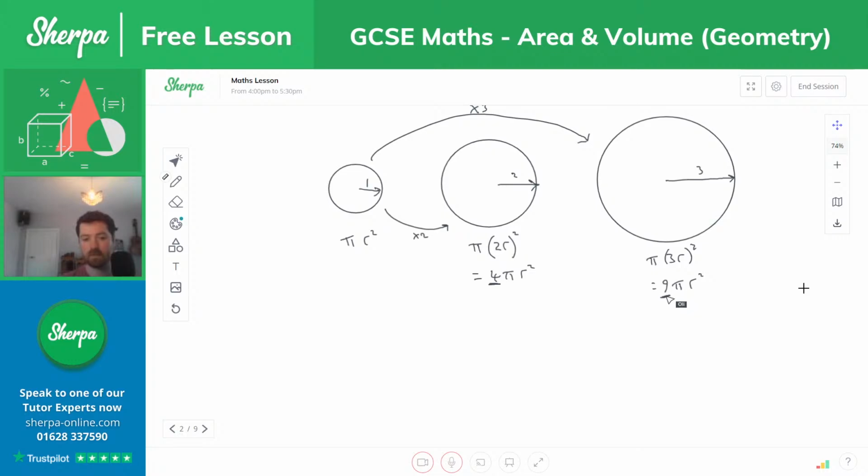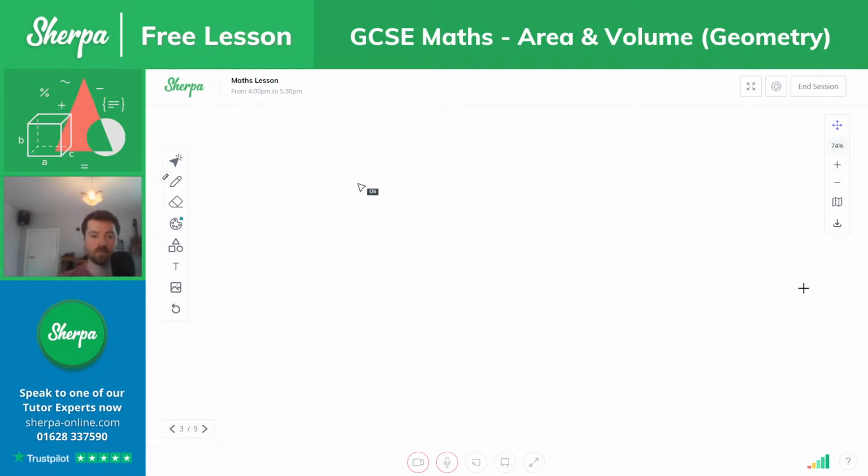So again, we can see we've got 1 pi r squared here, 4 pi r squared, 9 pi r squared. We have that same 1, 2, 3, 4, 5, our scale factor, and we end up with these square numbers appearing. And I could fill in the rest. I'd get 16 and 25. So that's how we can relate our linear to our area scale factors. Right, I'll go on to another page.